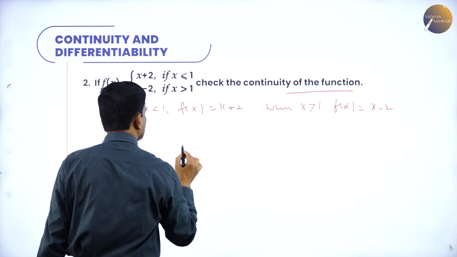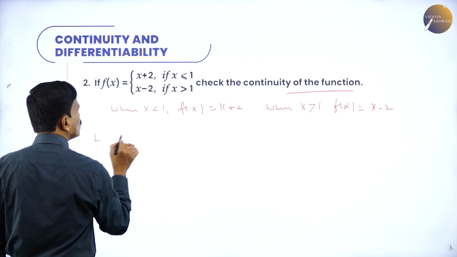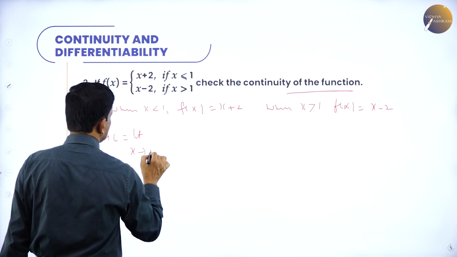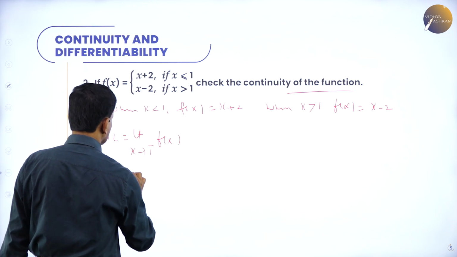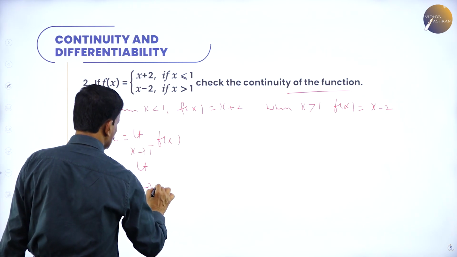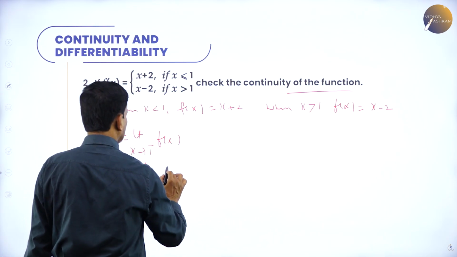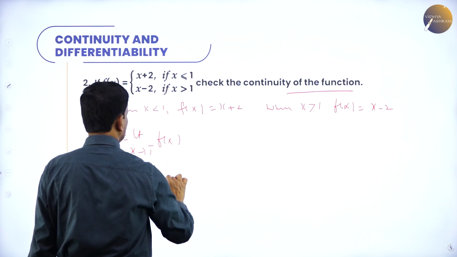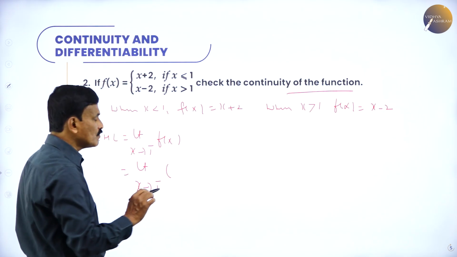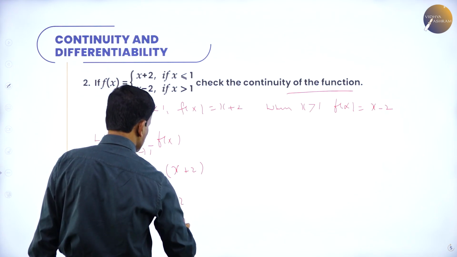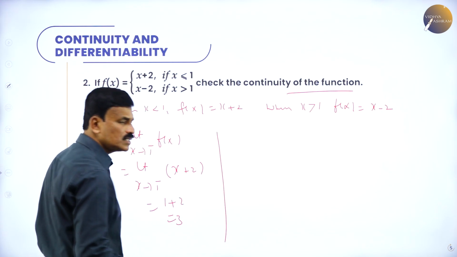Now, let us write down the left hand limit. Left hand limit is equal to limit x tends to 1 minus of f of x, that is, when x is less than 1. If x is less than 1, f of x is equal to x plus 2. Put x is equal to 1, 1 plus 2 is equal to 3. This is the left hand limit.